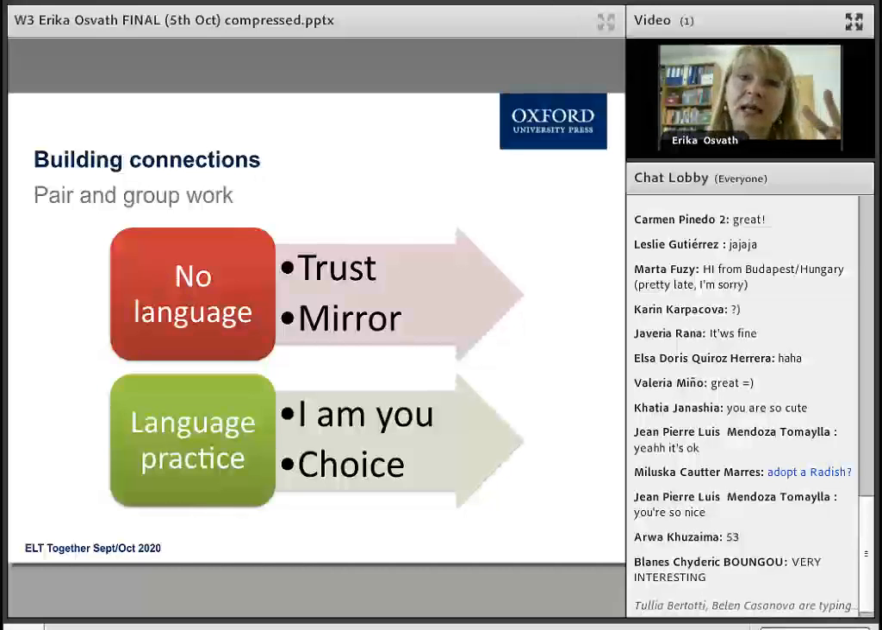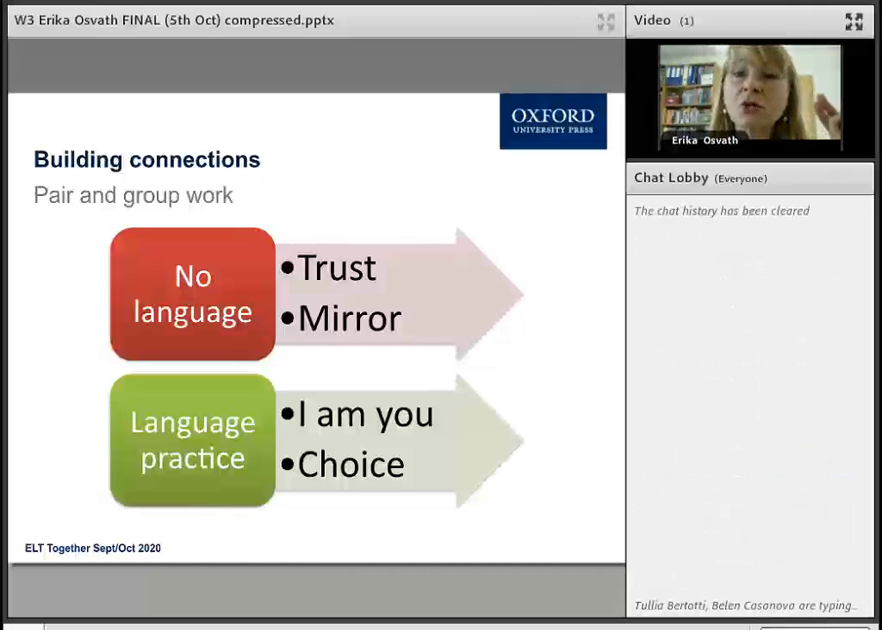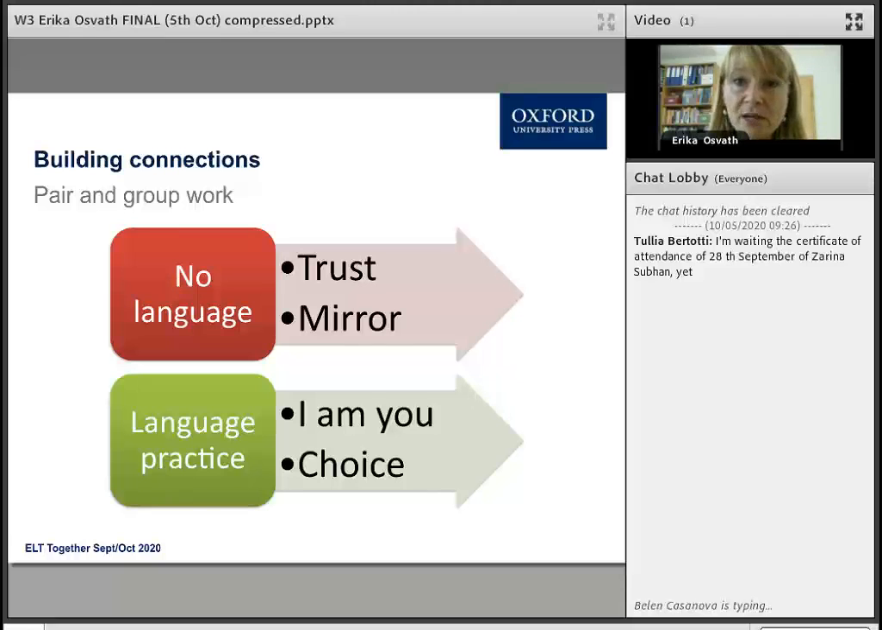And there's two games I would like to share with you, the trust game and the mirror game. You probably know the trust game where you put students in pairs. So this can take place only in the face-to-face classroom. So you put students into pairs.